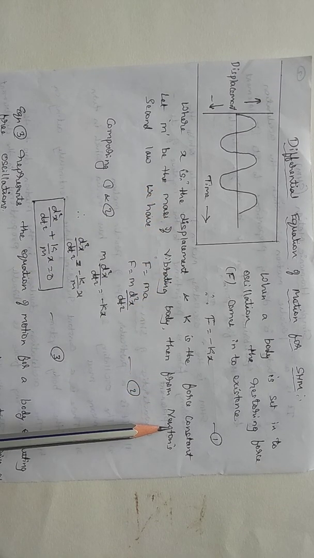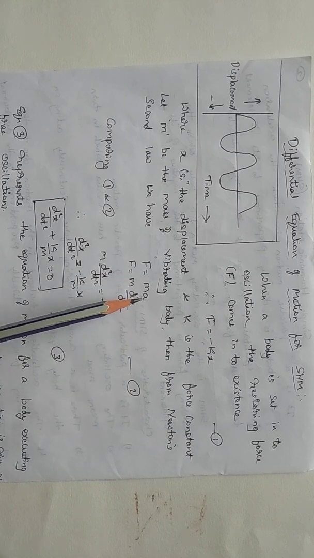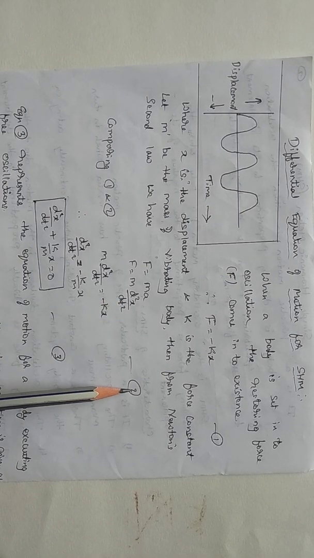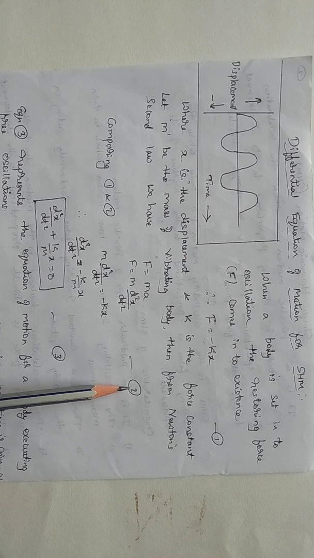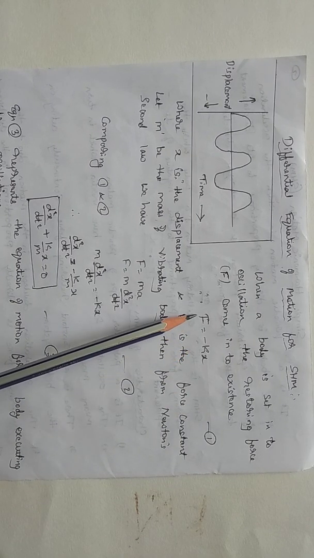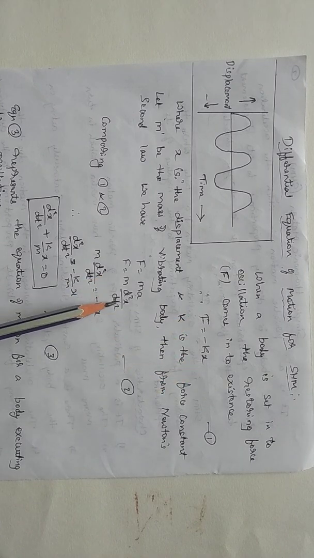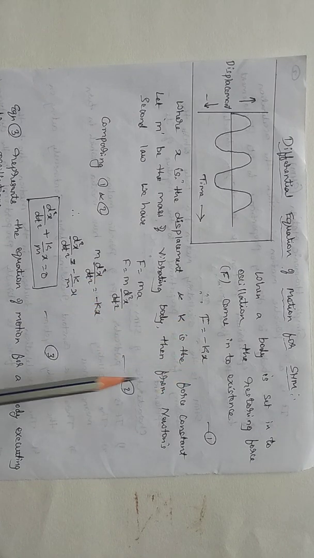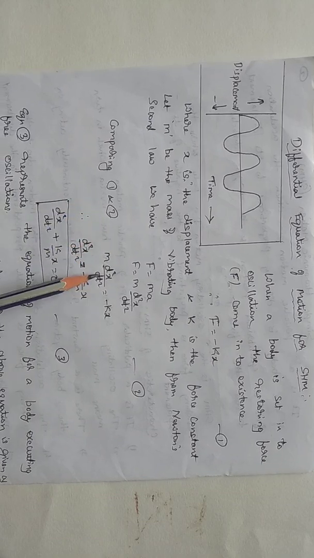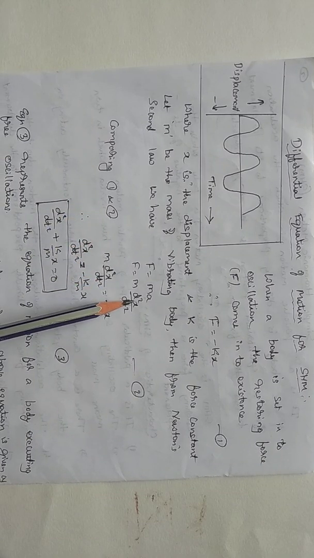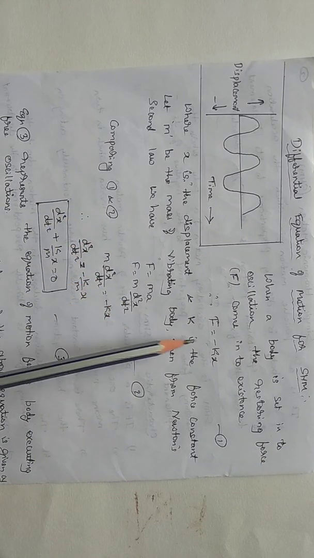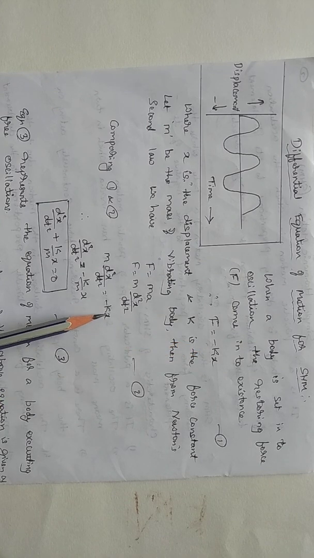Then from Newton's second law, we know that F is equal to m into a. In differential form, we can write it as m d square x by dt square. You call this equation number 2. Now comparing equation 1 and 2, F is equal to minus kx and F is equal to m d square x by dt square. Comparing these two, we get m d square x by dt square is equal to minus kx.